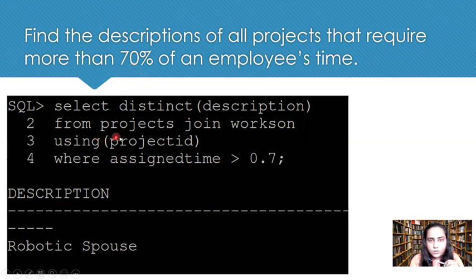So there is a natural join between projects and works on. And the keyword here, the column used is project ID, which is again common between the two. So you can use the keyword using instead of on. And then the condition is that assigned time is greater than 0.7 and the result is robotic spouse.